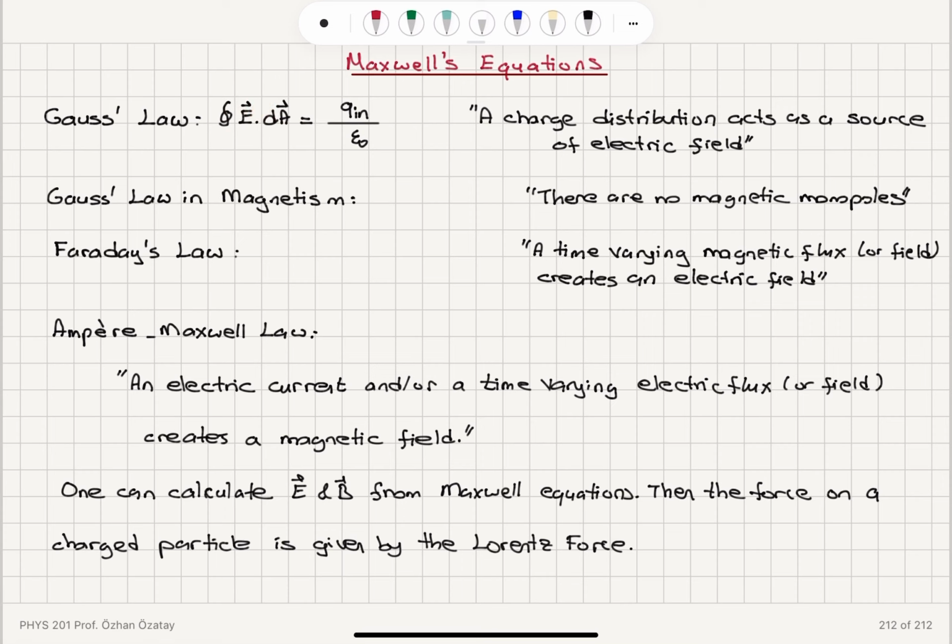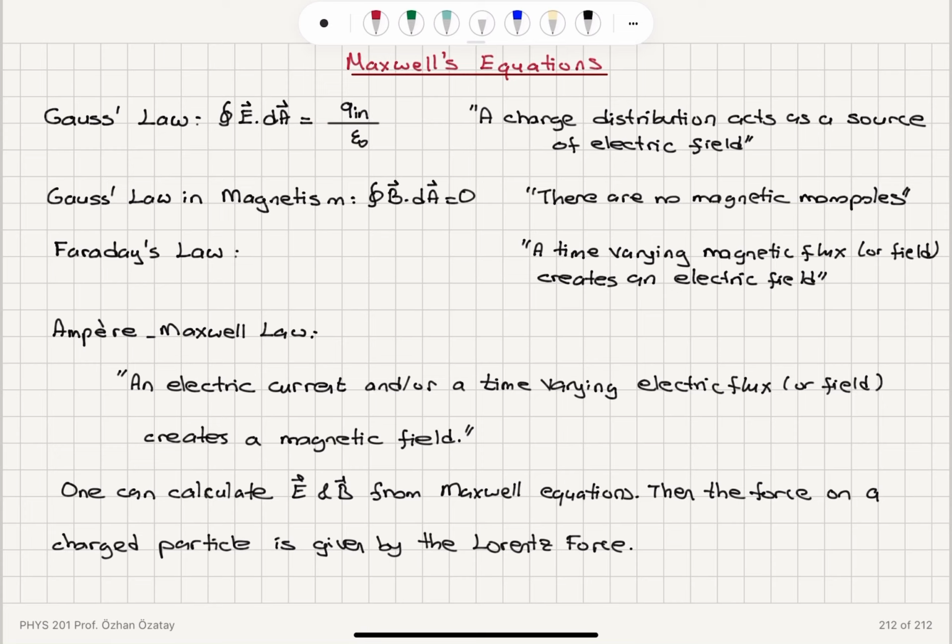The second law is Gauss' law in magnetism. So this is the magnetic field version. The total magnetic flux, closed surface integral B dot dA, is equal to 0. This is basically stating that because normally this would be proportional to magnetic charge, there are no magnetic monopoles, so there are no separated magnetic charges, unlike in electricity where we have positive and negative charges that can be separated.